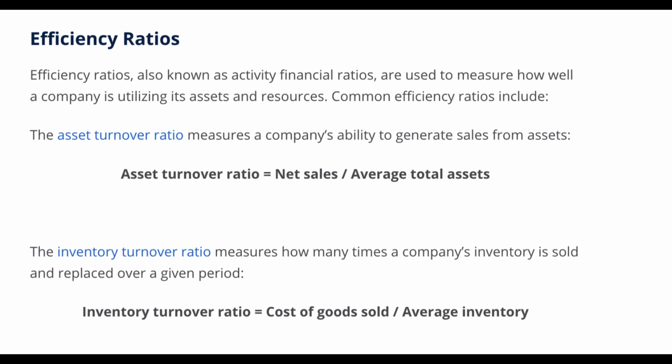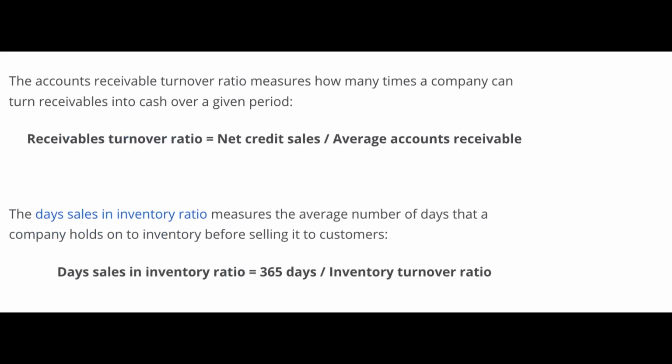The inventory turnover ratio measures how many times a company's inventory is sold and replaced over a given period. Inventory turnover ratio equals cost of goods sold / average inventory. The accounts receivable turnover ratio measures how many times a company can turn receivables into cash over a given period. Receivables turnover ratio equals net credit sales / average accounts receivable.